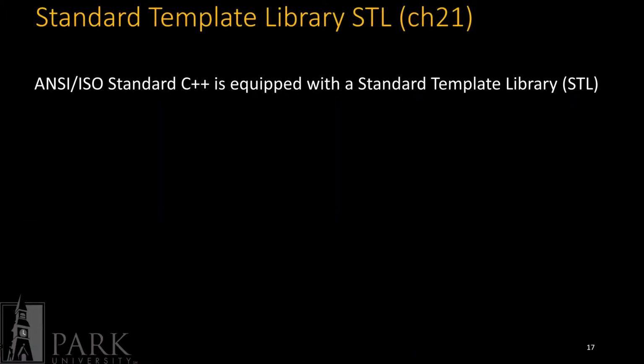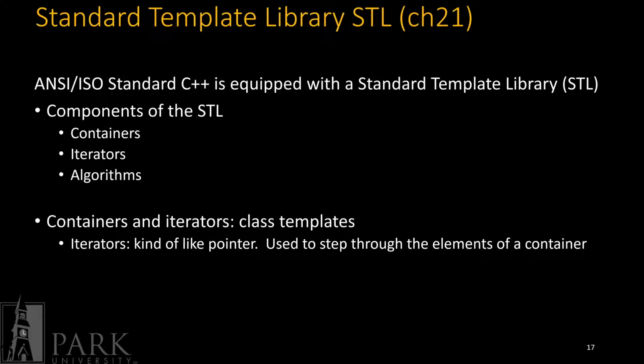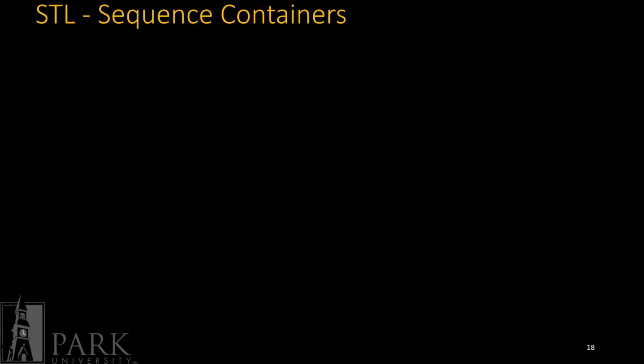Now that you understand what function and class templates are, it's time to introduce you to C++'s standard template library, or STL as it's known. This library defines container classes, iterator classes, and some commonly used algorithms. The container and iterator classes are class templates. Iterators are classes that act like pointers. They are used to access items in a container class. Finally, the algorithms are defined using function templates so that they can be used to work with data of many different types. Let's start with the container classes.